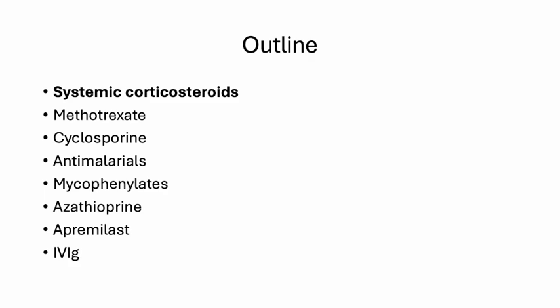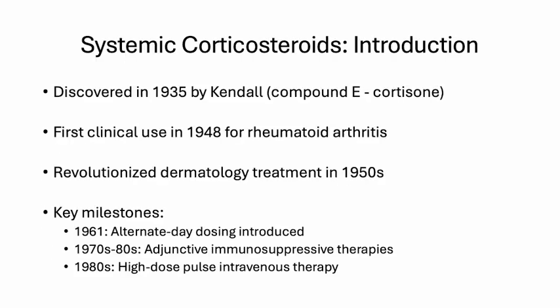Okay, so let's start with systemic corticosteroids. The story of corticosteroids begins in 1935, when Kendall discovered compound E, now known as cortisone. The first clinical use was in 1948 for rheumatoid arthritis, and by the 1950s, corticosteroids had revolutionized dermatological treatment. Key milestones include the introduction of alternate day dosing in 1961, which we'll talk about, the use of adjunctive immunosuppressive therapies in the 1970s and 80s, and the development of high-dose pulse intravenous therapy in the 1980s. We'll talk about that as well.